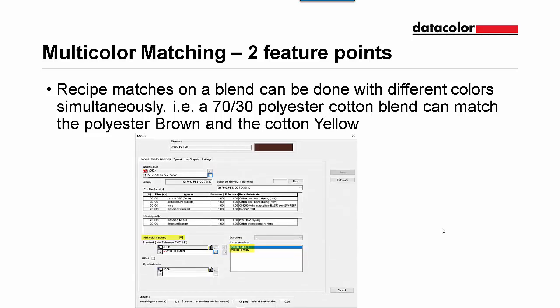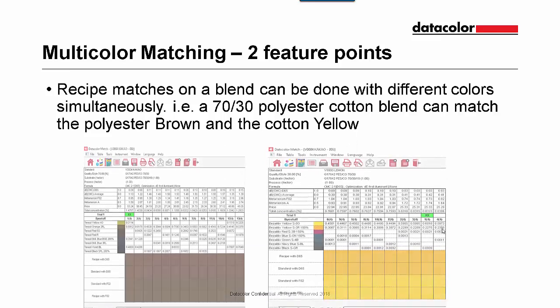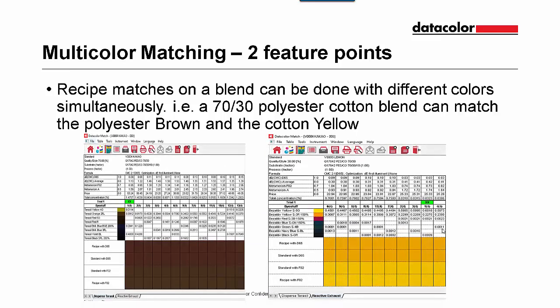On the screen, we activate multicolor matching and select our standards: cacao for the polyester and lemon for the cotton. When we formulate, we get recipes for each section of the recipe. So for cacao, the polyester portion, we have a list of recipes, and for lemon, the reactive or cotton portion, we have a list of recipes.